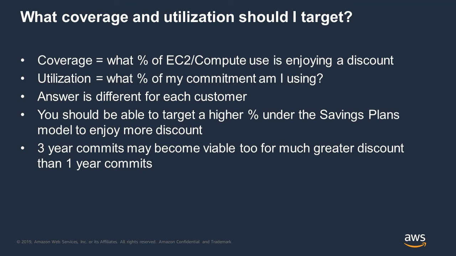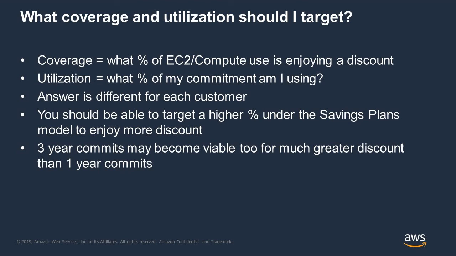3-year commits may become viable because of the higher discount than 1-year commits, and because of the flexibility afforded under especially the compute savings plan. If you think about it in terms of asking yourself, am I going to spend this minimum amount on AWS for the next 1 year? Or am I going to spend this minimum amount on AWS for the next 3 years, and you don't expect yourself to go downwards, then it becomes safer to commit on savings plans because you're not picking in specific instance type, region, operating system, or even tenancy.